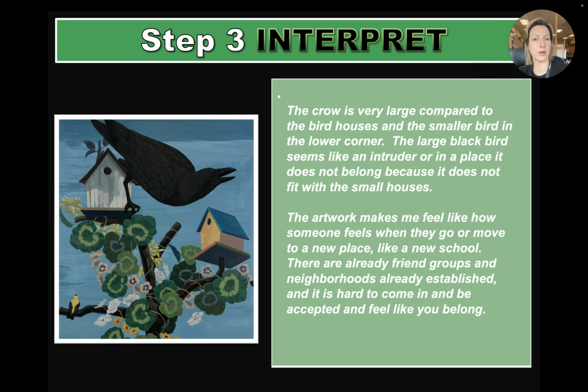The crow is very large compared to the birdhouses and the smaller bird in the lower corner. The large black bird seems like an intruder or in a place it does not belong because it does not fit with the small houses. So giving me a little bit of insight on what they see.